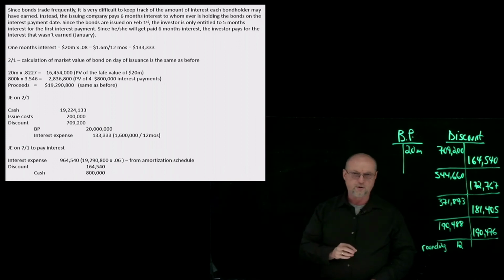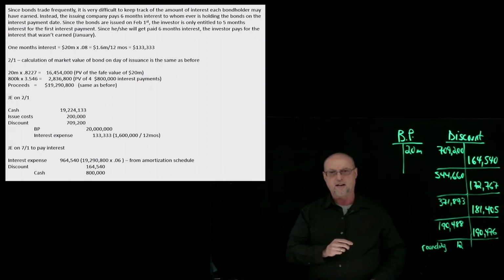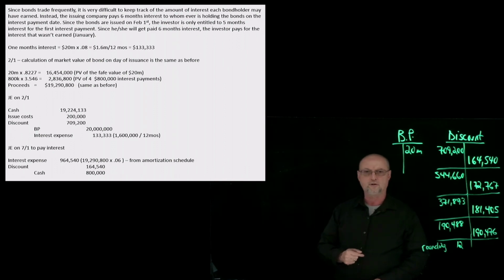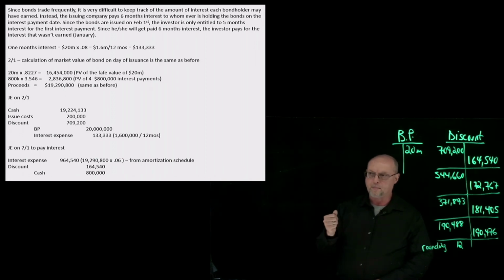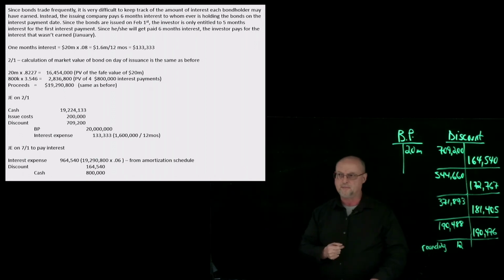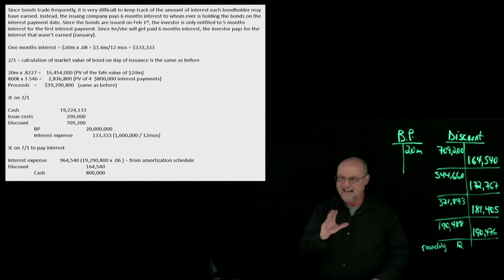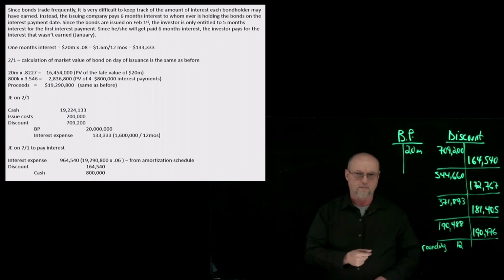Subtract the issue cost of $200,000 and add the $133,000 of interest that we collected up front, and that will give you $19,224,133. Okay? And then the last entries, the discount, that's the same. The bond payable, face value, that's the same. And notice we credited interest expense for 1 month's interest. And we'll see how that's going to play itself out in a moment.